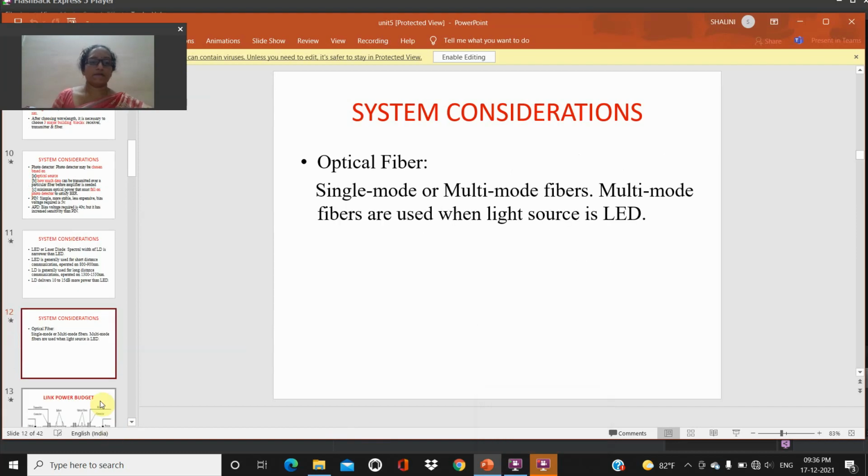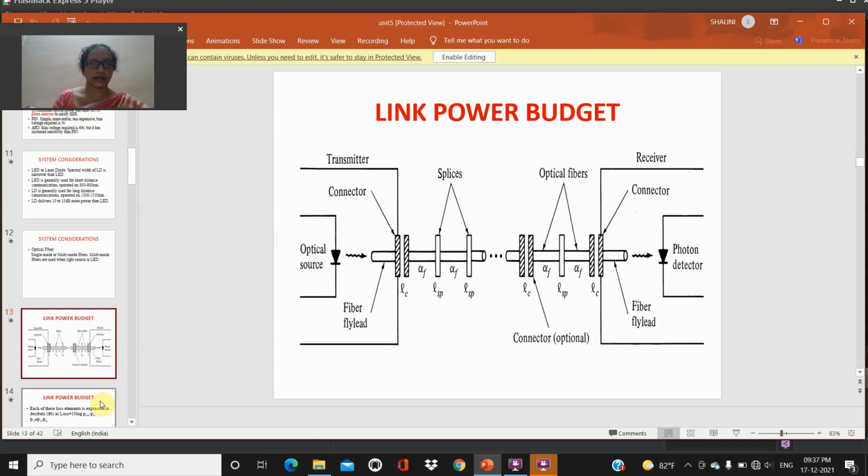What about the optical fibers? What are the modes propagated in optical fibers? Single mode or multi-mode fibers. The multi-mode fibers are used when the light source is LED. Mainly, multi-mode fibers are used when the light source is LED. Next, link power budget.